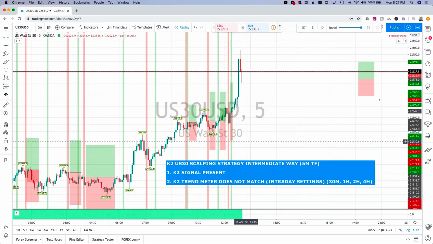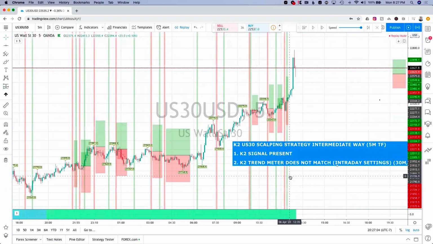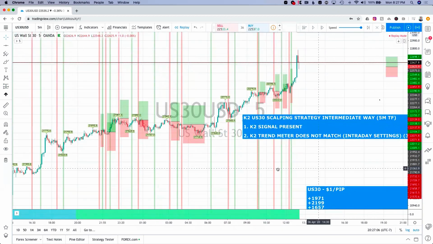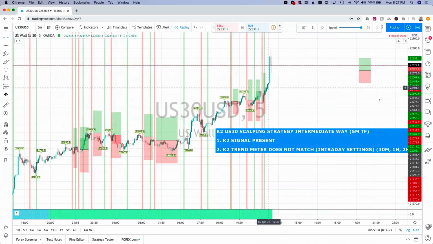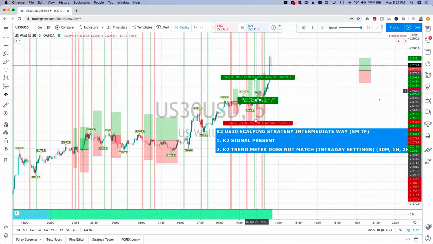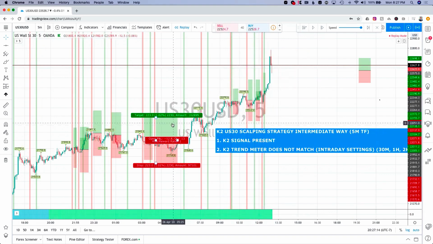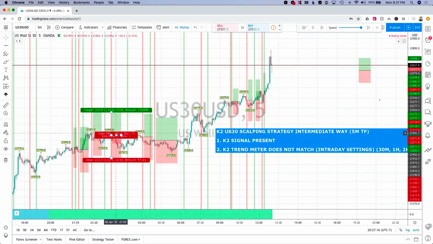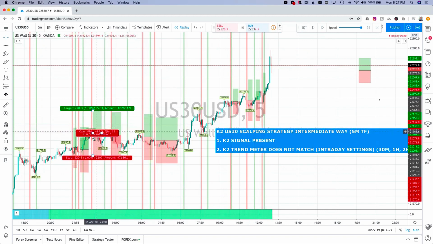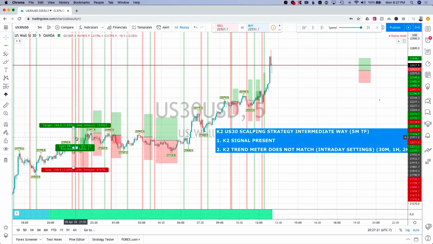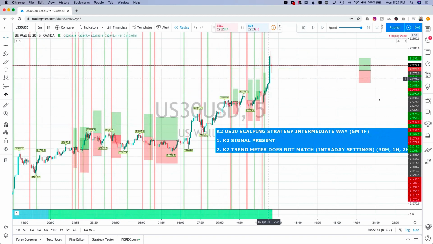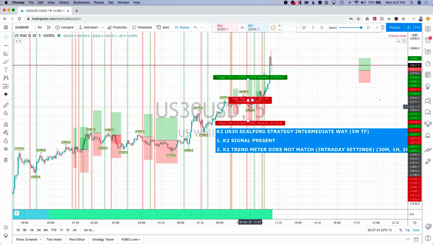Another entry here. So if you trade US30 today with the K2 strategy, honestly, you could have made a lot of money because each of these are about 2,000 pips each. So it's like 2, 4, 6, 8, 10, 12, 14, 16, 20. You could have made 20, 30,000 one day just scalping.